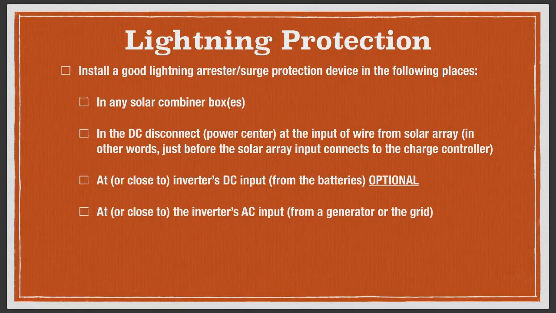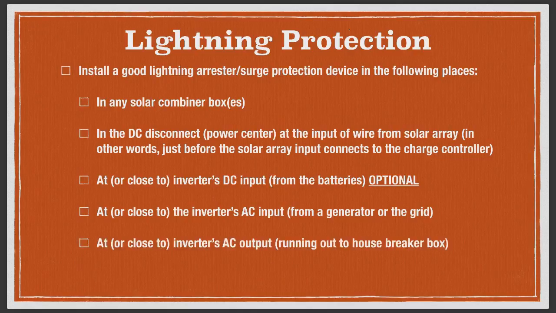So you want a lightning arrestor there at that point, and then at or close to the inverter's AC output. This one may not be so obvious, but your whole house can act like a giant antenna because of all the wires in it. There's a lot of electrical wires in a typical house, and those wires connect eventually to the output of your inverter. And electricity can flow backwards in those wires and fry your inverter.